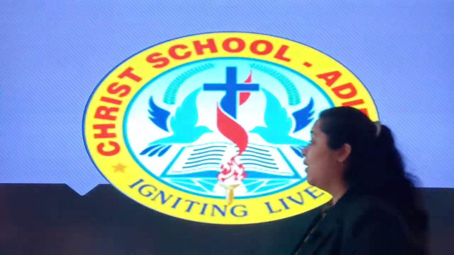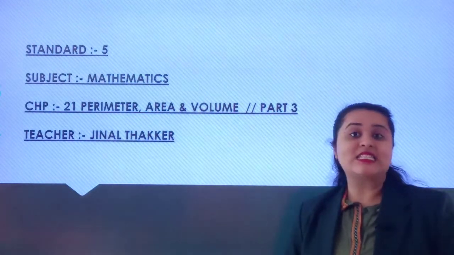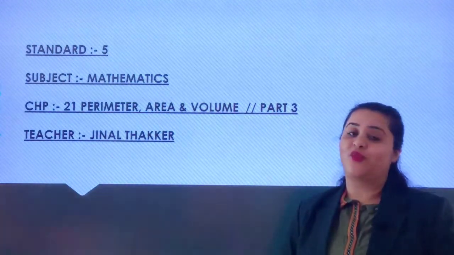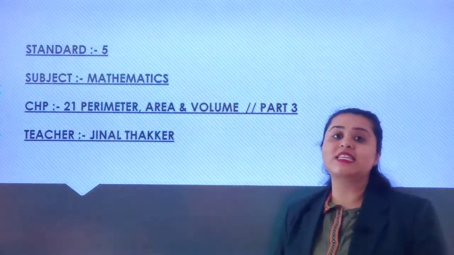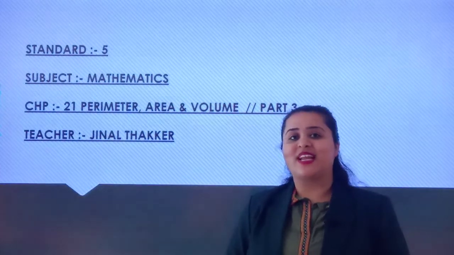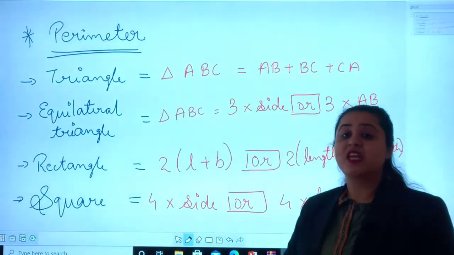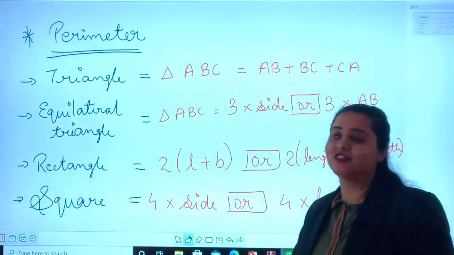As you remember, we are on chapter number 21, that is perimeter, area and volume. We have already covered the topic that is perimeter. Let's have a look at all the formulas. So students, all these formulas we have already covered.